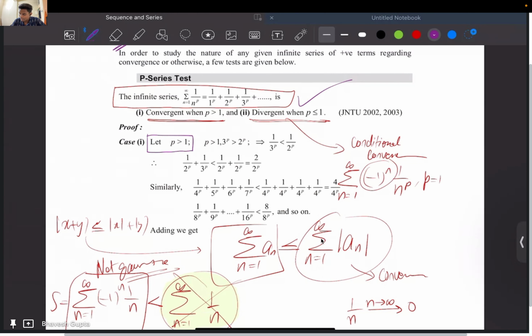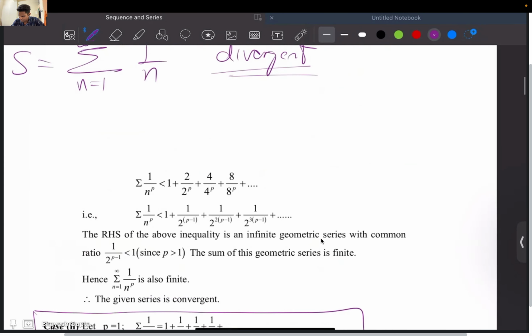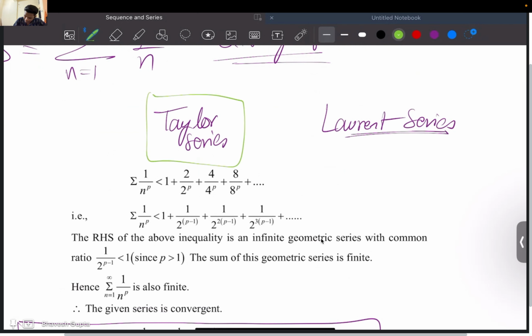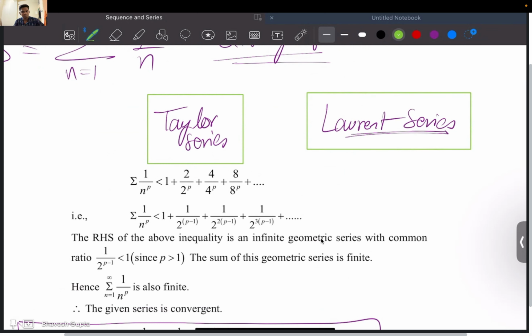You also have something called the Laurent series. I'm not sure if you guys have heard of the Laurent series. There is the Taylor series, and there is the Laurent series. The Laurent series turns out to be the more general series. The Taylor series can be written down if you don't have something called singularities.